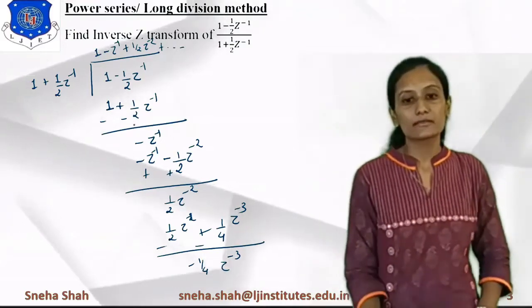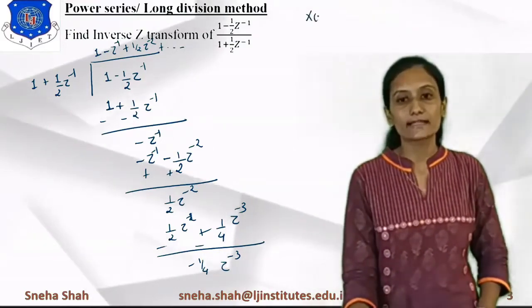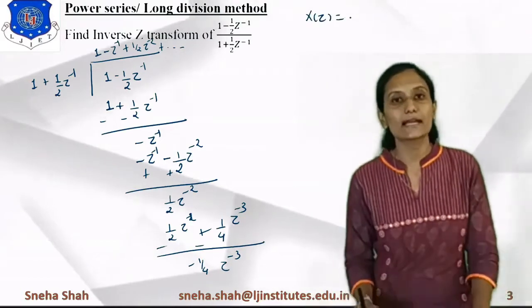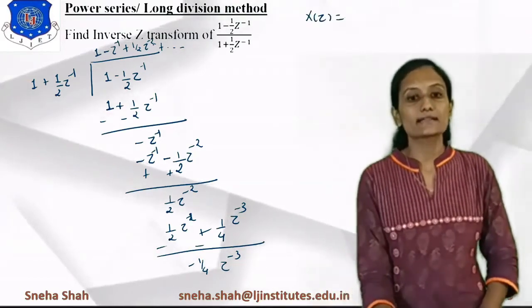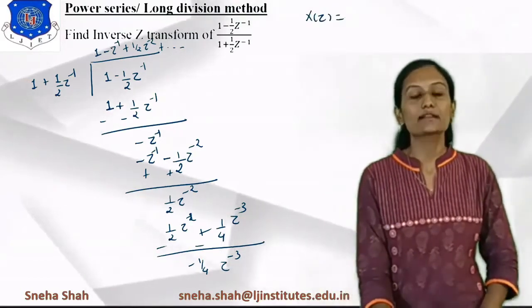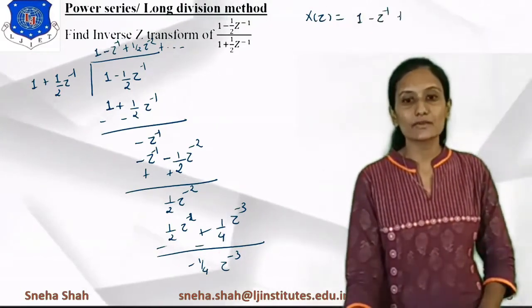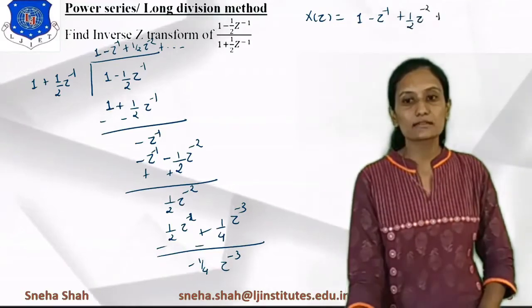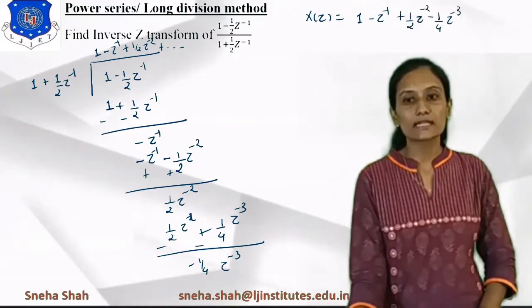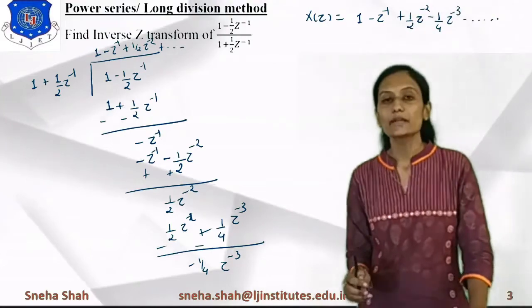So now from this we can write the final answer. So what is the value of x of z? Its value equals 1 minus Z inverse plus 1/2 Z raised to minus 2 minus 1/4 Z raised to minus 3, up to infinity.